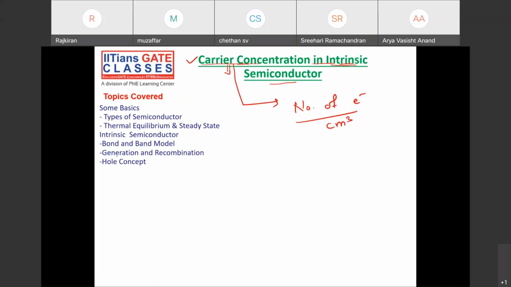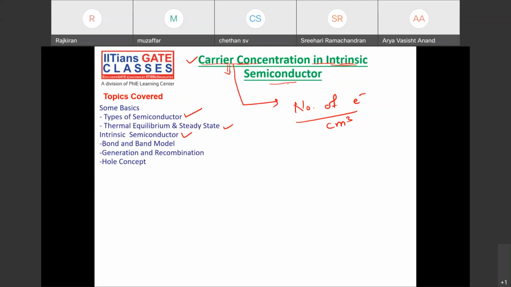So what are the different types of semiconductor? There is something called P type and N type. What are these, and how do they come about? Then we will discuss what we mean by a semiconductor in equilibrium. Almost all the chapters we study, you will see this term, semiconductor in equilibrium. What do we mean by equilibrium, when I say my semiconductor is in steady state? What is the meaning of steady state? Then we will understand what is called an intrinsic semiconductor.